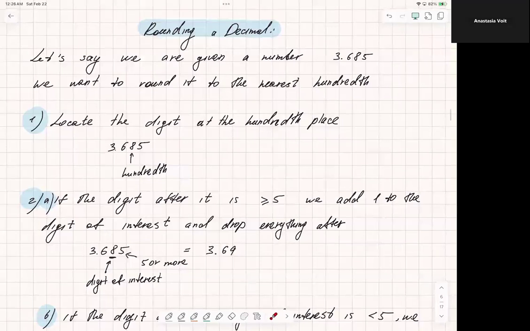So let's say we're given a number 3.685. And we want to round it to the nearest hundredth. So first what we need to do is locate the digit at the hundredth place. So in this case, 6 is the tenth place, 8 is the hundredth place, 5 is the thousandth place, right? So the hundredth place is 8. So we want to round it to this location.